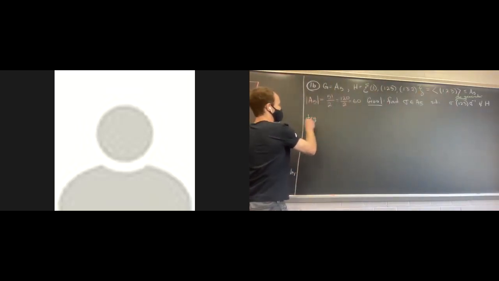So let's try sigma equal to (3 4 5). So why (3 4 5)? Well, it's got a little bit of overlap with (1 2 3), but not a ton, right? Okay, so if sigma is (3 4 5), then sigma inverse is equal to (3 5 4), right? We just write that in reverse. And now we look at sigma (1 2 3) sigma inverse. So that's going to be (3 4 5)(1 2 3)(3 5 4).